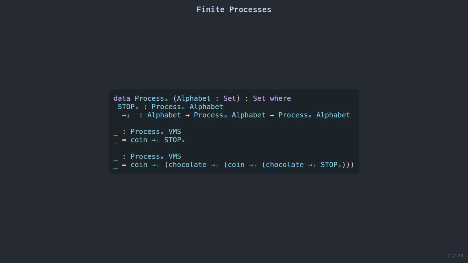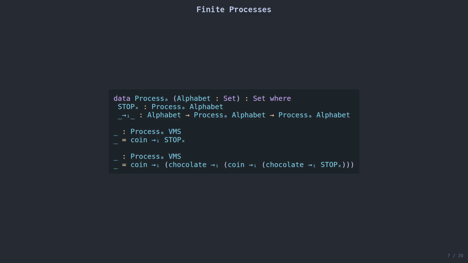Here is an attempt to define a process in Agda. This definition follows the examples from the book. It shows how to model the broken vending machine. But there is a problem. With this definition, we can model only finite processes. We cannot model processes that run forever.